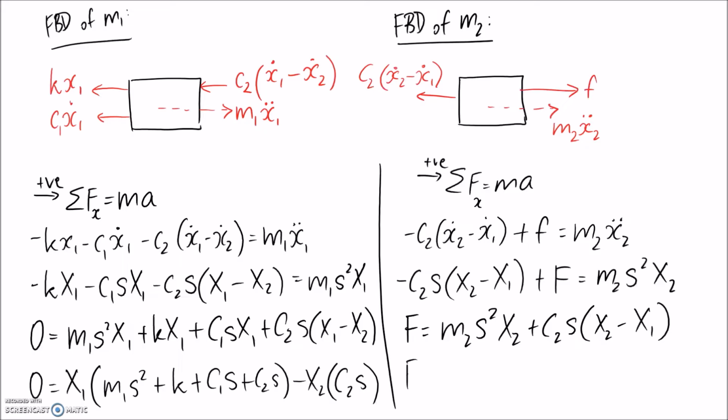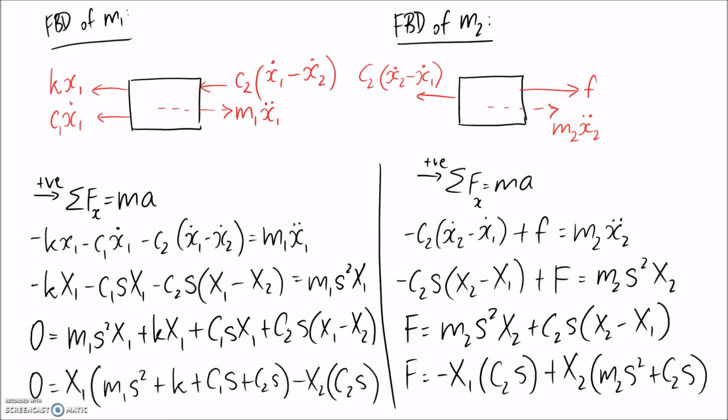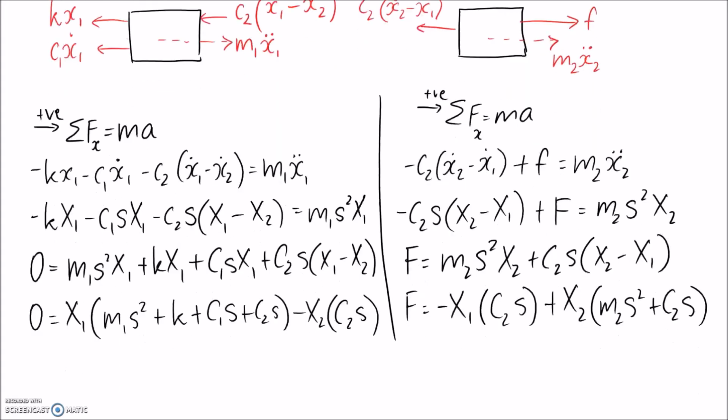Okay, and I want to factorize again. So I'm going to take out a negative x1, and you'll see why in a second. This is the only thing that needs to come out. And then we're going to have plus x2. And we get that.